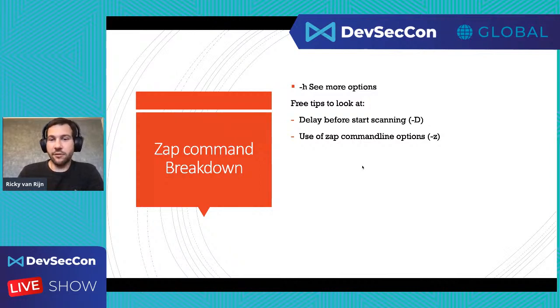Well, of course, there's a lot more parameters than that. With -h, you can see more options. And I got some free tips to look at. The delay before the start of scanning: some web applications take some time to start, and if you are too early, well, it doesn't do anything good because you don't get your report. So a little delay is possible, and also some ZAP command line options.